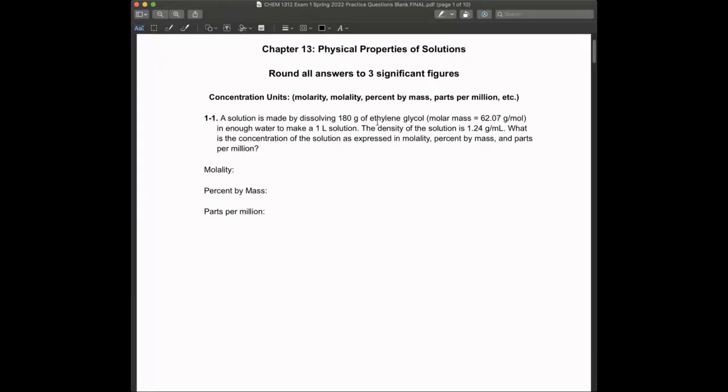Okay, so let's first ask what the problem is asking us to do. If we read the problem, a solution is made by dissolving 180 grams of ethylene glycol, given the molar mass, in enough water to make a 1 liter solution. The density of the solution is 1.24 grams per milliliter. What is the concentration of the solution expressed in molality, percent by mass, and parts per million? It's a lot to break down, but let's first find what we know.